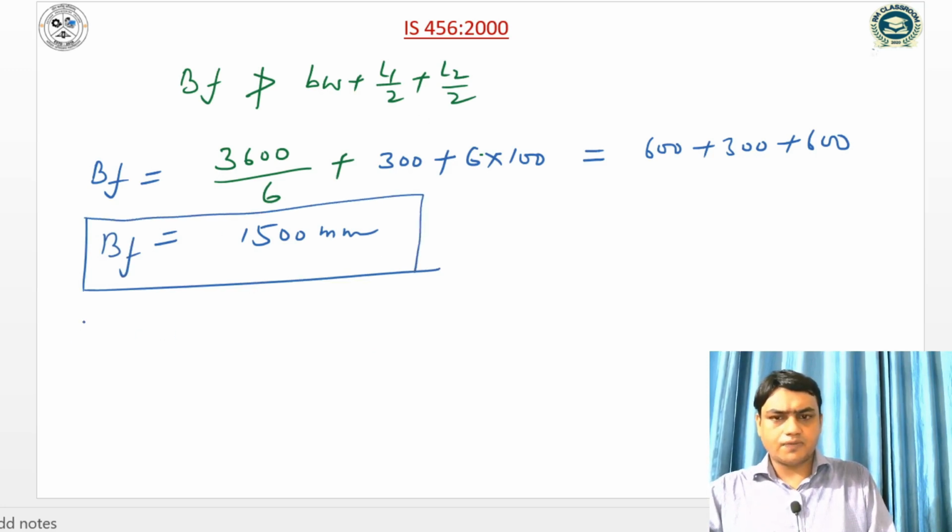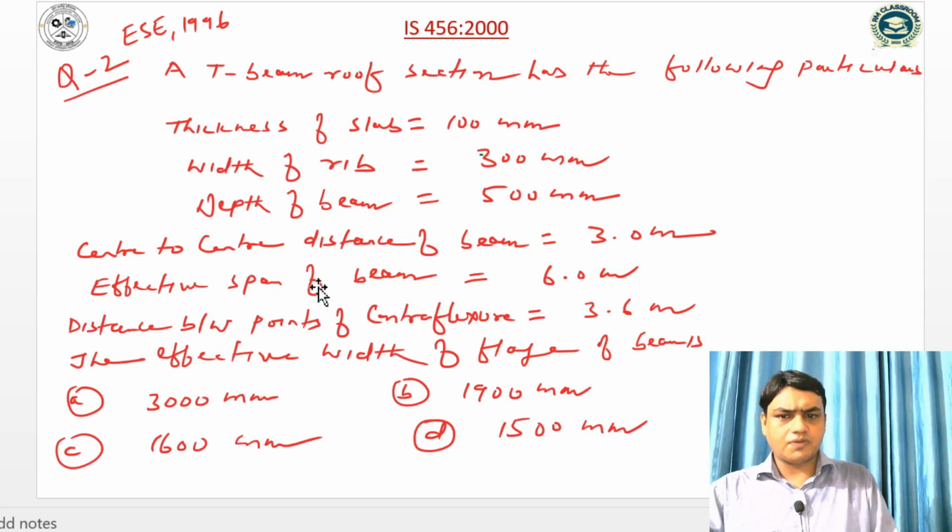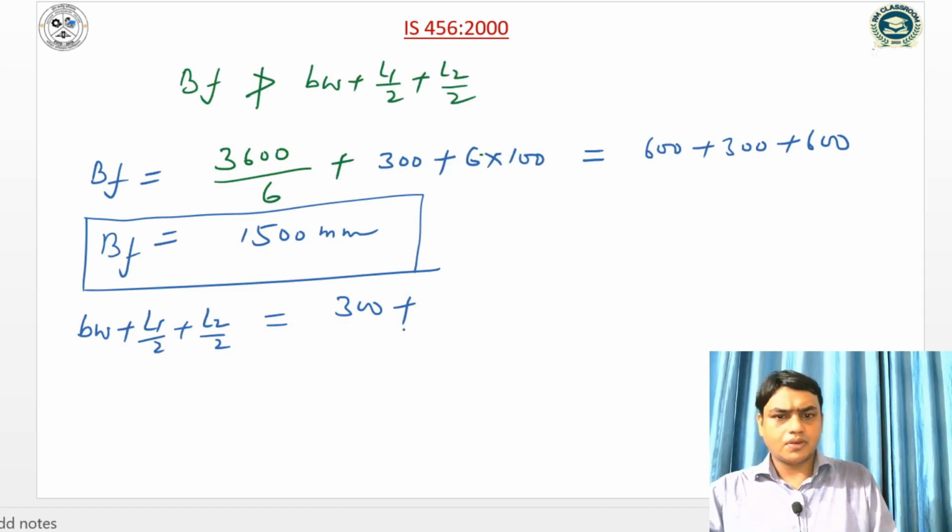if I compute the value of BW plus L1 by 2 plus L2 by 2, it will be 300 plus, the effective span of the beam, and the center to center distance of the beam is given as 3 meters. So it will be L1 and L2. Center to center distance is given, so 3 meters means 3000. So 3000 divided by 2 plus 3000 divided by 2, so it will be 3300 mm. So here 1500 mm is less than 3300 mm, so it is okay.